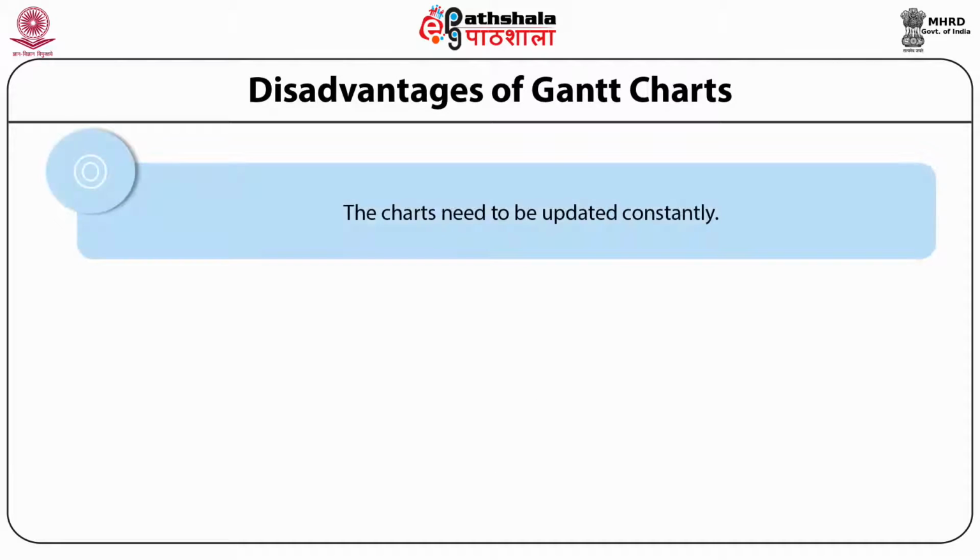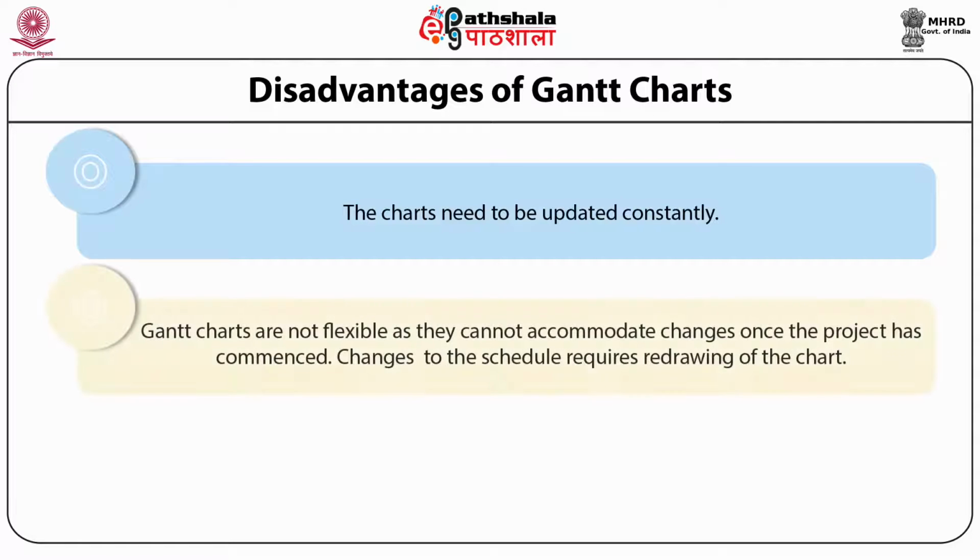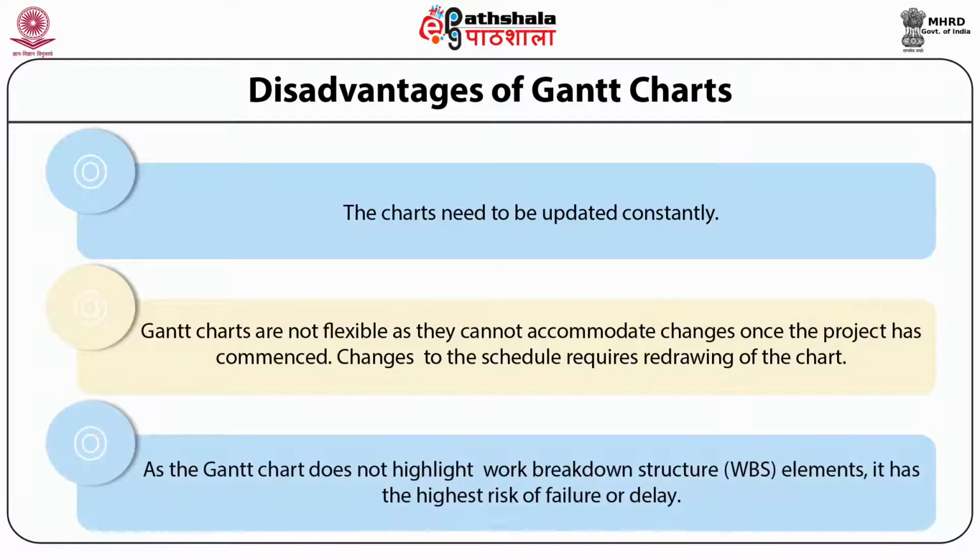Fifthly, the charts need to be updated constantly. Sixthly, Gantt charts are not flexible as these cannot accommodate changes once the project has commenced. Changes to the schedule require redrawing of the chart. And lastly, the Gantt chart does not highlight work breakdown structure elements. It has the highest risk of failure or delay.